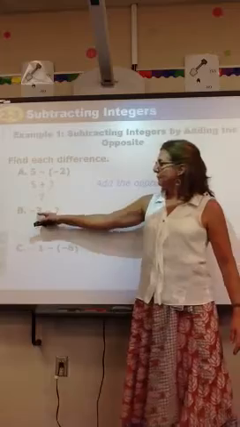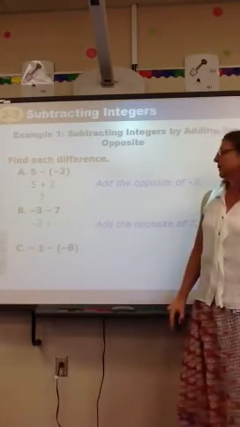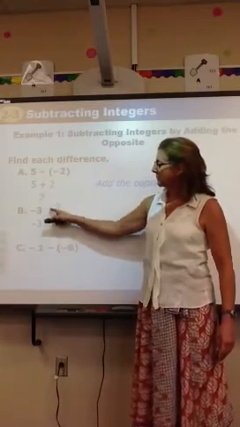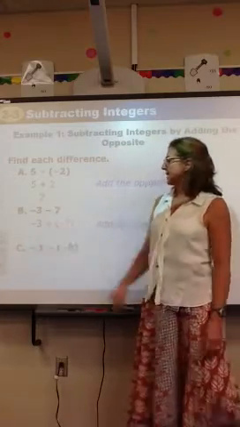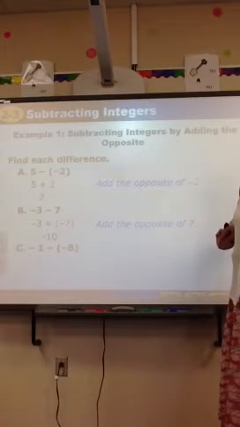Okay, so for -3 minus 7, we're going to change that to -3 plus -7, because that was positive. We changed that to negative. This was minus. We changed it to plus. And now -3 plus -7, of course, we add and keep the sign, so that's going to be -10.